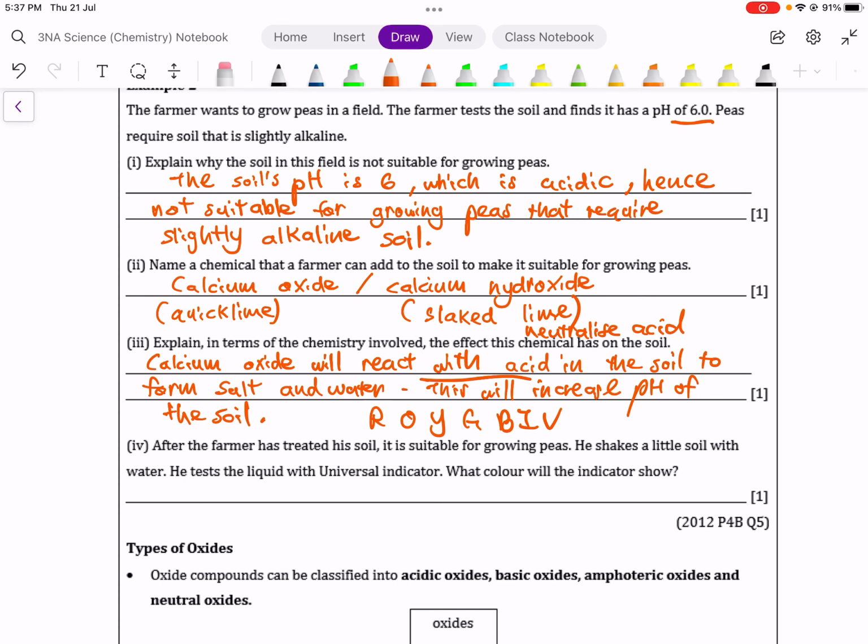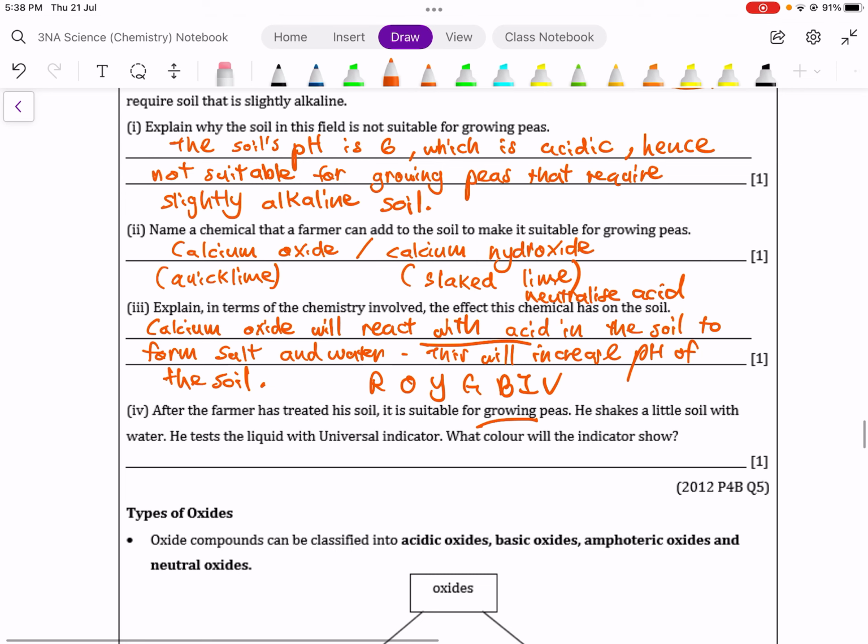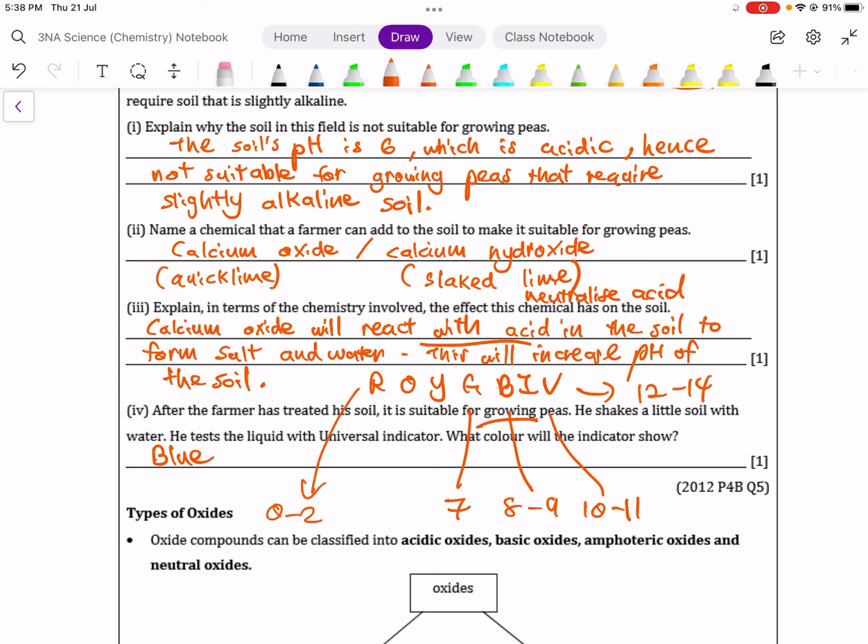Okay, so the farmer has treated soil. Now it's around maybe 7.5, so it should be blue color. Okay, blue is from 8 to 9, green is 7, indigo 10 to 11, violet 12 to 14. Red is 0 to 2, orange is 3 to 4, yellow 5 to 6. Right. Okay.